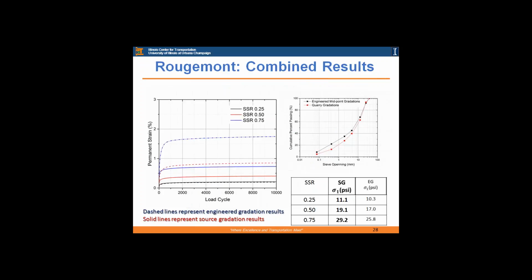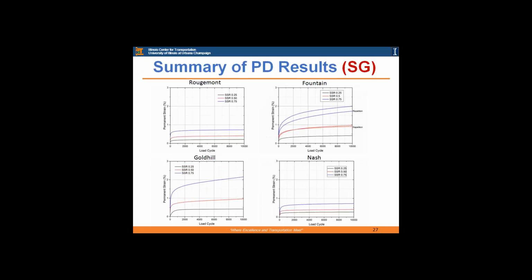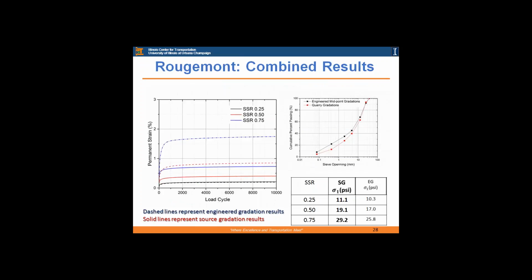Here I'm showing results and comparison of, so this one is the one I just showed was at source gradation, and here I'm showing the comparison between the source gradation and the engineered gradation that was used previously. And the engineered gradation curves are shown in dashed lines, while the source gradation ones are shown in the solid lines.